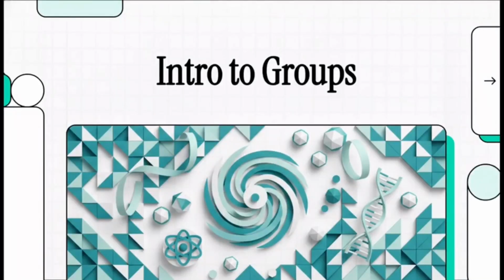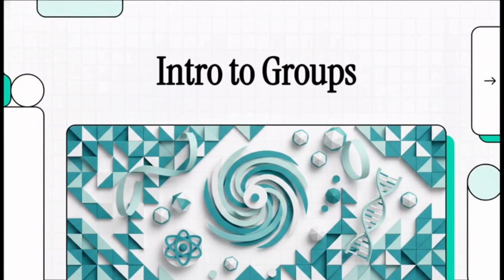Have you ever looked at the sheer complexity of the universe and wondered, is there a hidden code keeping it all together? Well, today, we're going to look right past the surface-level chaos of the physical world to find the elegant, underlying mathematical rules of symmetry. We're talking about abstract algebra, specifically an introduction to mathematical groups.